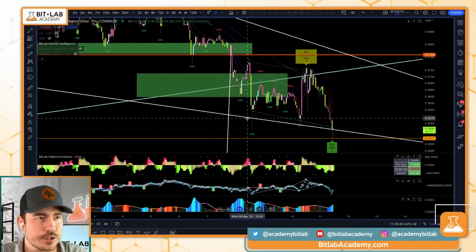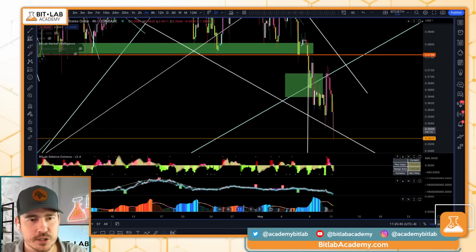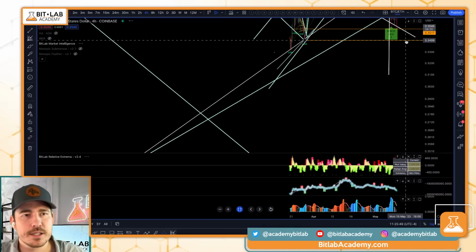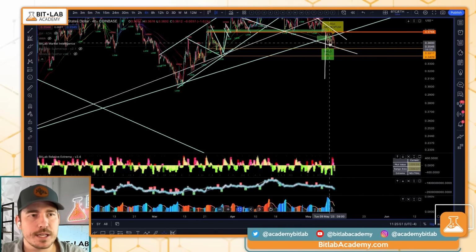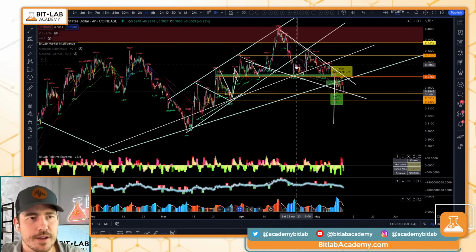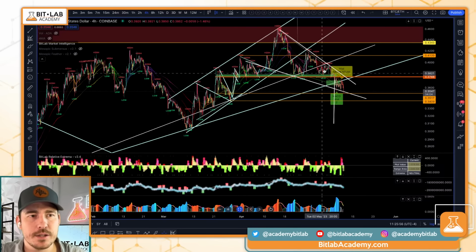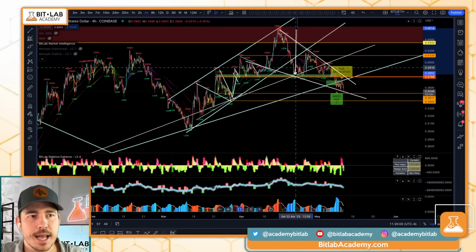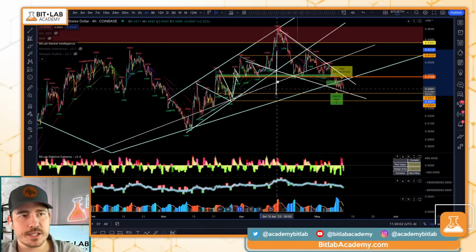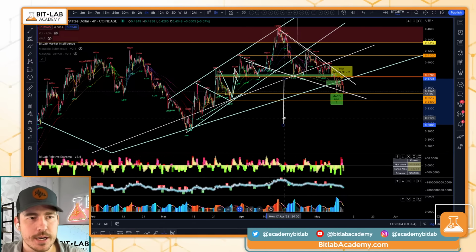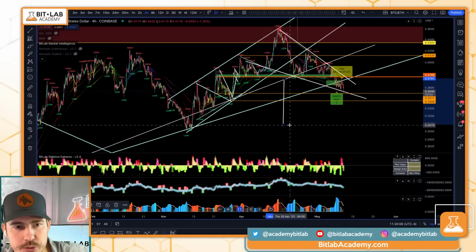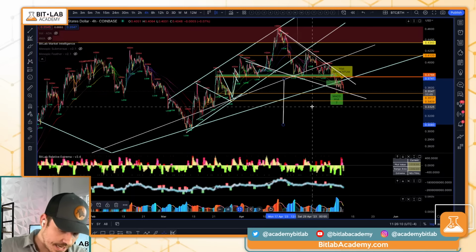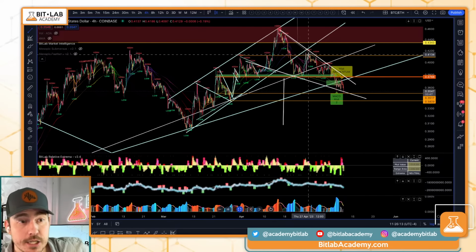Now, if this does lose, let's go back out to the 4 hour. If this does lose this zone, I'm looking at, remember we talked about this sort of head and shoulders right here. Shoulder, head, shoulder. And we also have this one, shoulder, head, shoulder. This is the major one right here. This would be a target down to 31 cents. I think that's probably less likely unless the market as a whole just takes a large tumble.